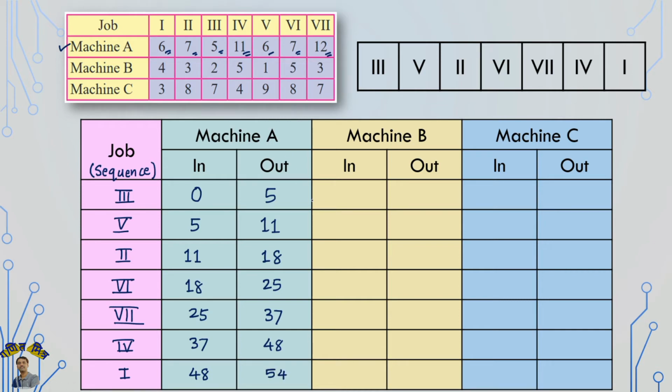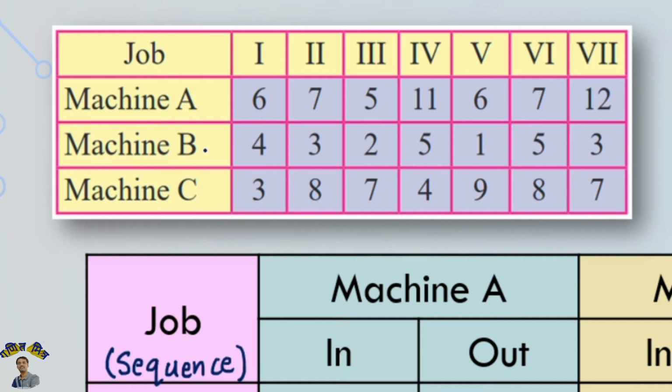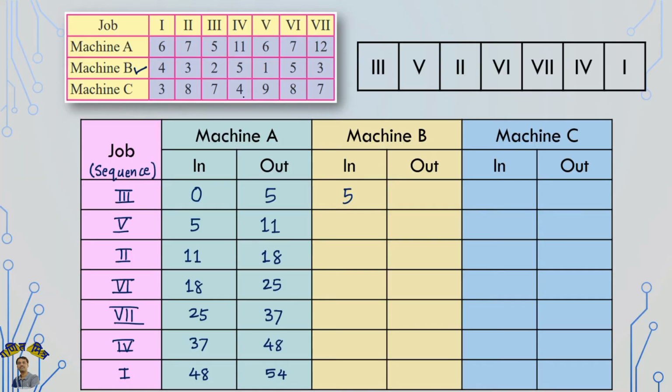Now remember, we will start machine B with this number, that is 5. So the in time for machine B is 5. Now just concentrate on the values of machine B. Now job 3, the value is 2. 5 plus 2, 7. Now take 7 here, but while taking 7, just check with the previous value. Now which one is greater, 11 or 7? Obviously 11 is greater, so we are going to write the greater value, so there should be 11. Now remember, there is a gap. I am going to draw an arrow.